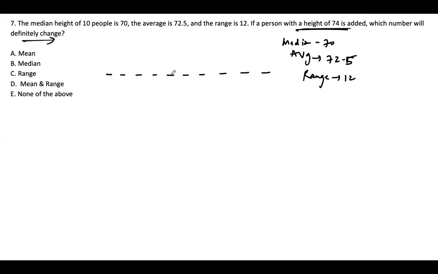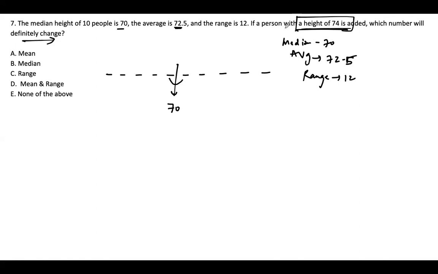So we know right now that the 5th and 6th values' average is 70. If a person with a height of 72.5 was added, will the average change? No, it will be the same, because we are adding the same value, 72.5. That is why the average will not change.